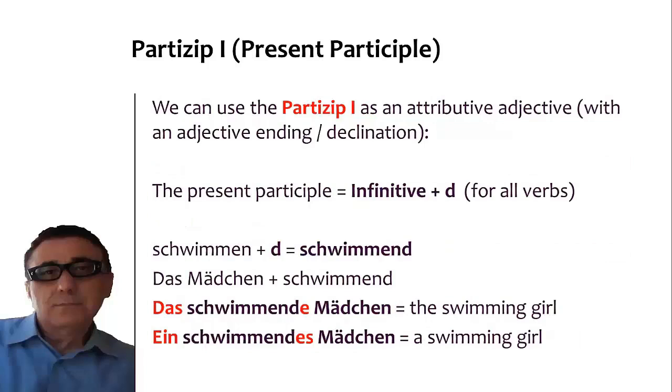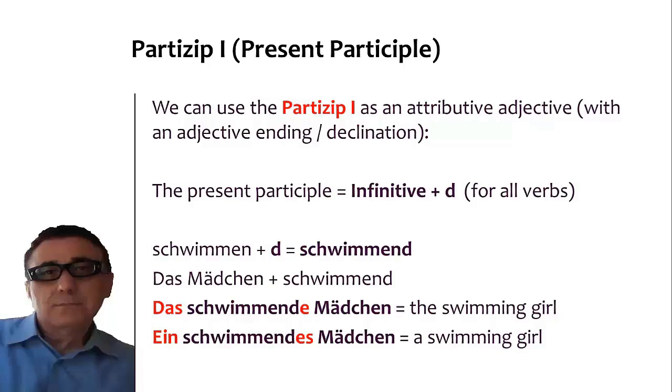We can use Partizip I as an attributive adjective and always with an adjective ending, always with declination. For instance, let's take the verb schwimmen, which means to swim.